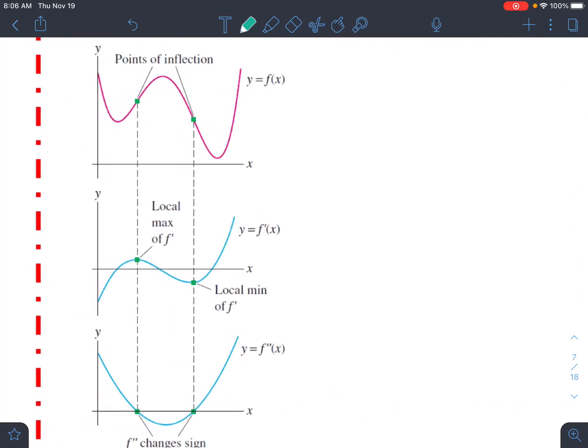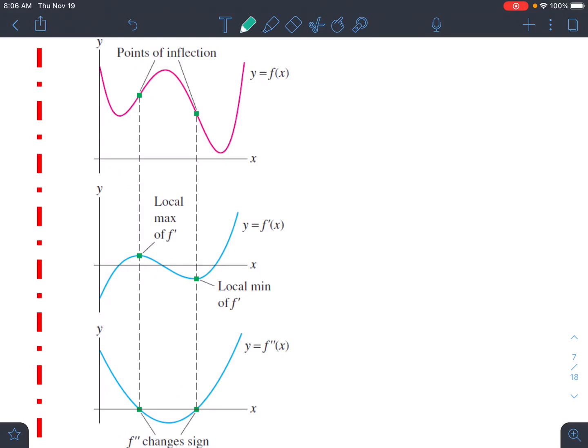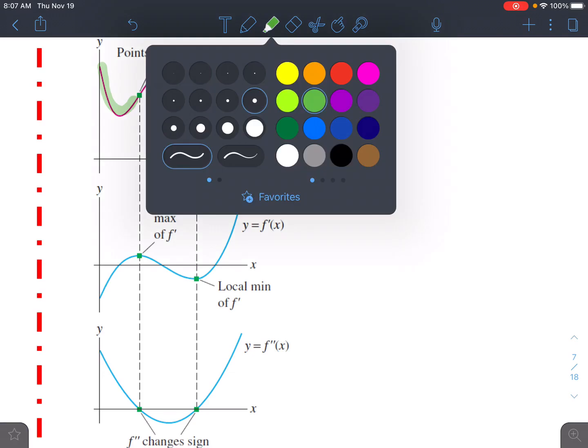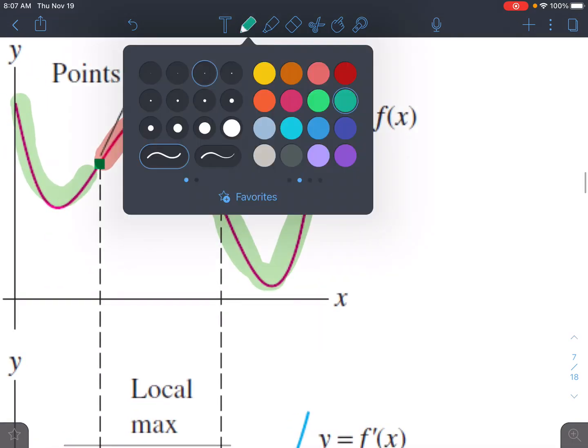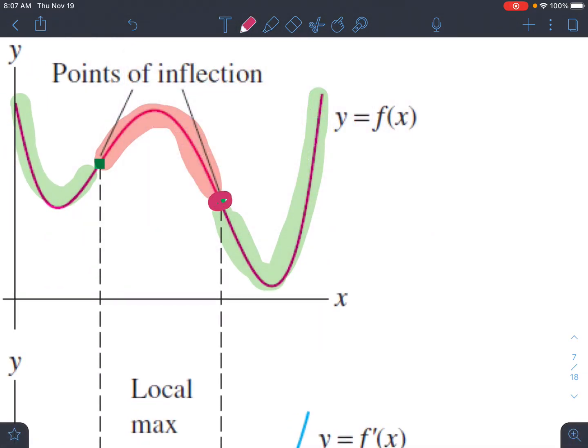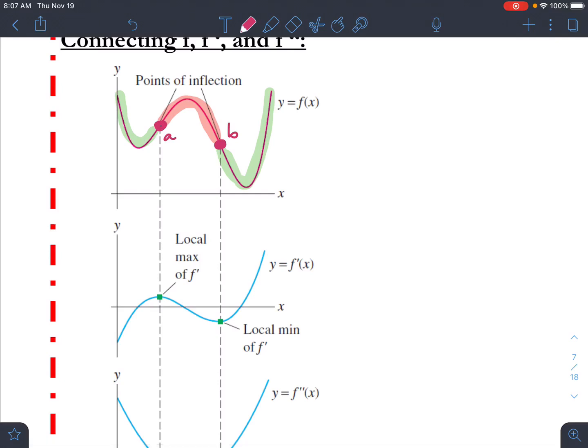So the first thing I want you to look at is the connection here with points of inflection and concavity. We have concave up on this f of x graph, so we're looking for that cup shape here. I'll do this in red: this will be concave down. And that change in concavity is our friend, points of inflection. We call this point A and point B, our two points of inflection.